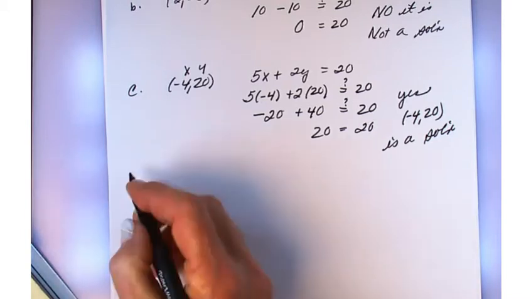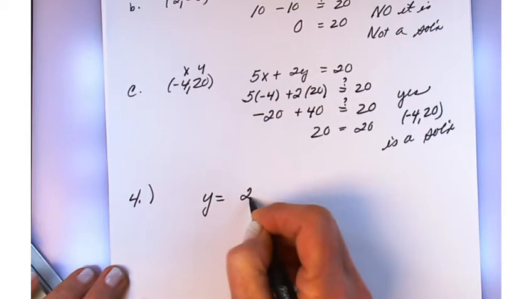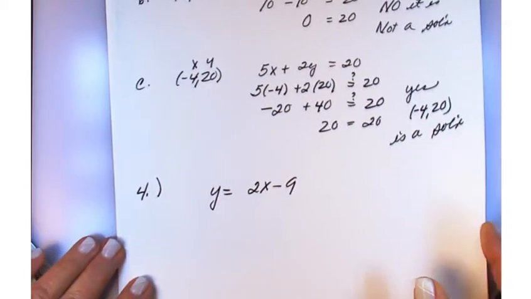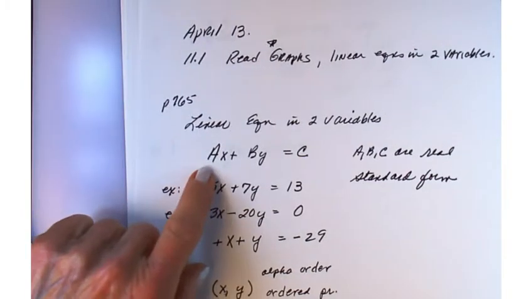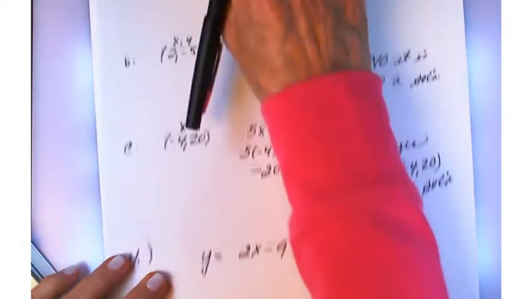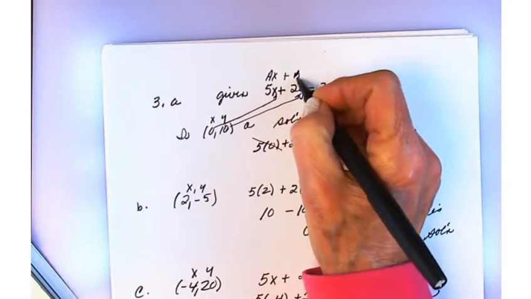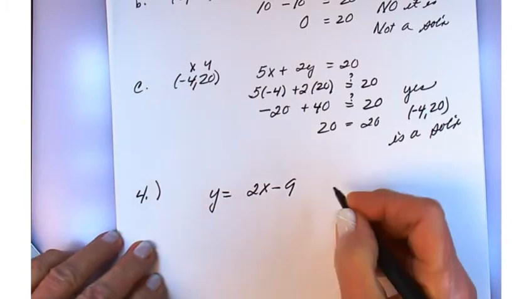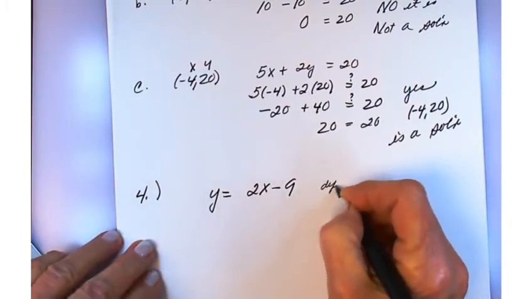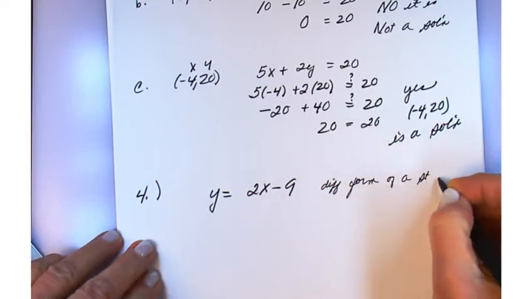Now, looking at number 4, we have y equals 2x minus 9, and it doesn't look like what we said. We said ax plus by equals c, which is what we have up here. But now we have y equals. This is a different form of a straight line. It's just a different form.